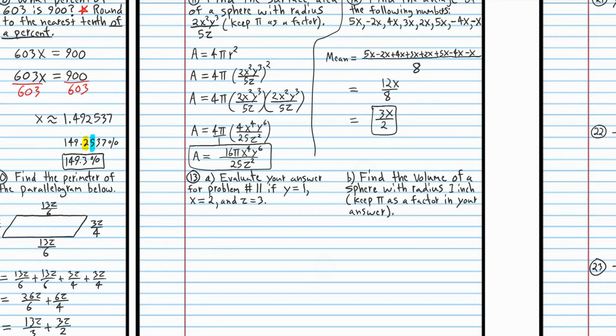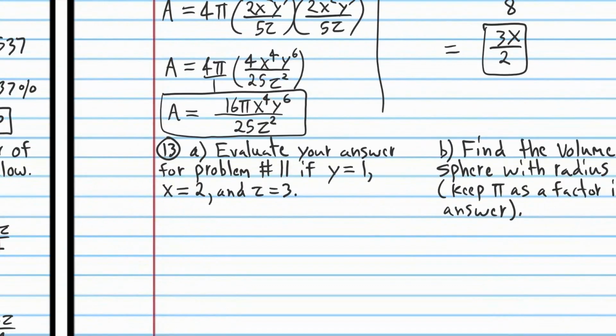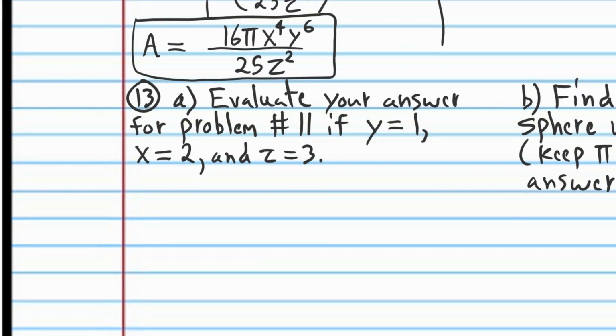All right, so 13 says evaluate your answer for problem number 11. That's this problem up here. If y equals 1, x equals 2, and z equals 3. So our answer to number 11, as you can see, is right here. So we're going to evaluate that answer.